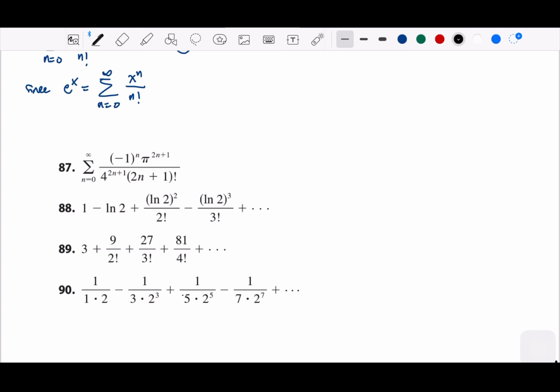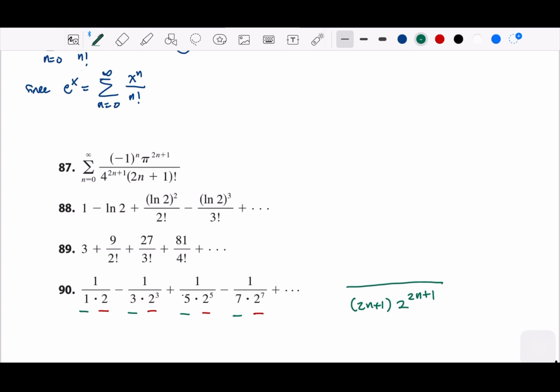For 90, we see that we have 1, 3, 5, 7. It's an odd number, right? Odd number. So we have 2n+1. And then we have 2 cubed, 2 to the power of 5, 2 to the power of 7. So it's base 2 with the power of the odd number. So 2 with 2n+1. Okay?